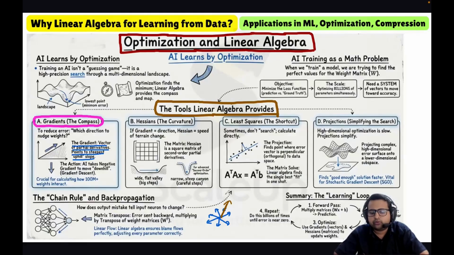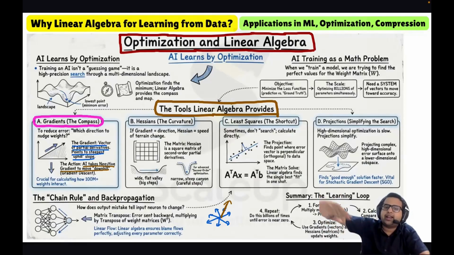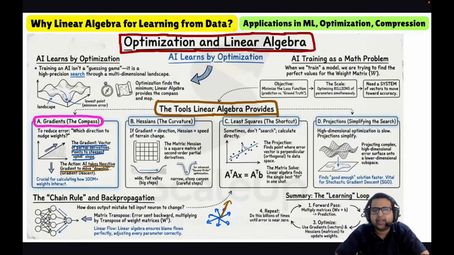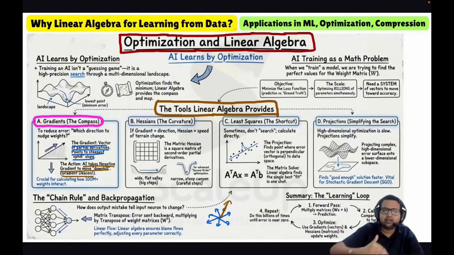Now to optimize the AI, it takes the negative gradient to move downhill, because our goal is to minimize the loss. The steepest uphill slope, we will move in a direction opposite to it. So we take the negative gradient to move downhill, and that is what gradient descent is. Gradient descent means descending, moving downhill, in the direction opposite to the gradient.